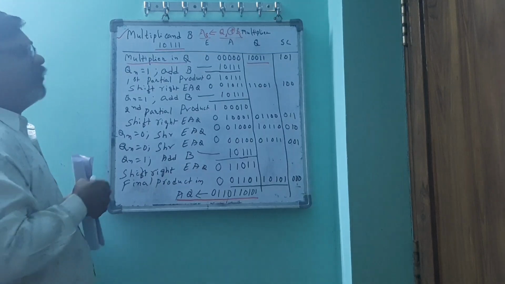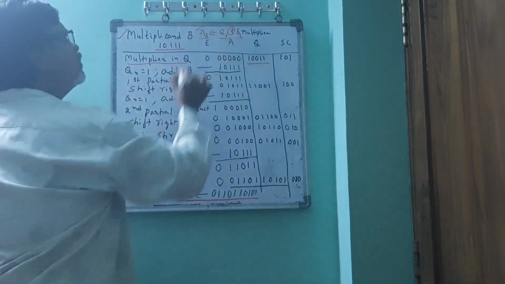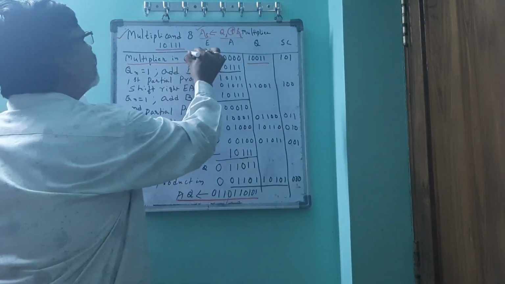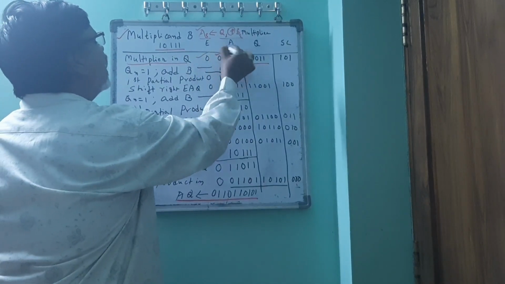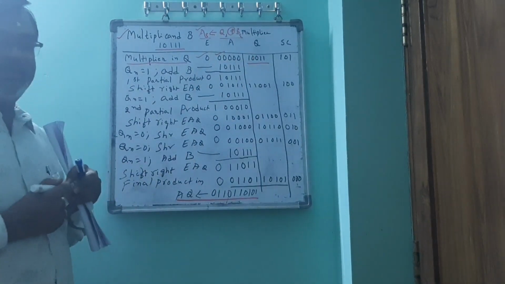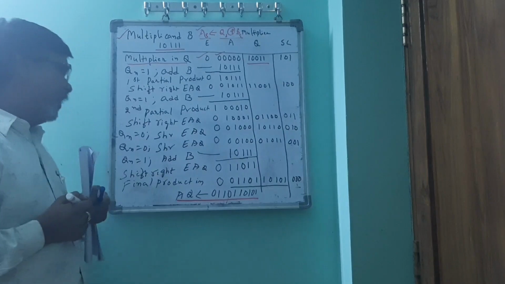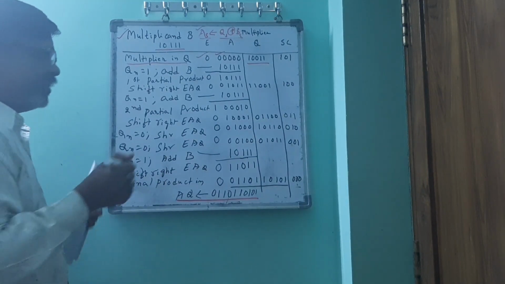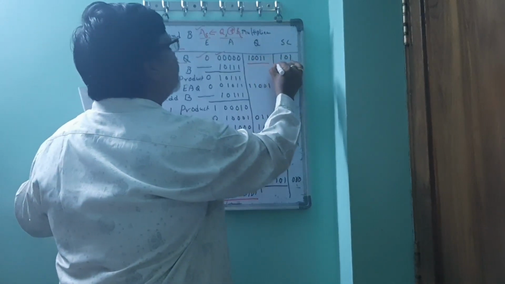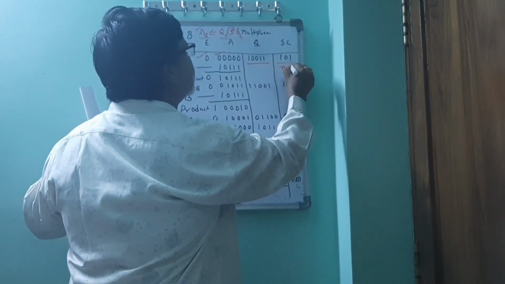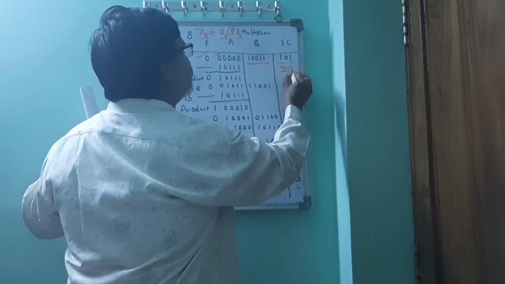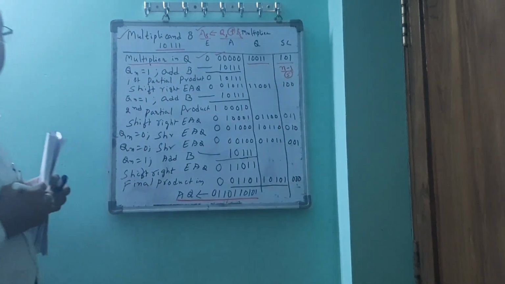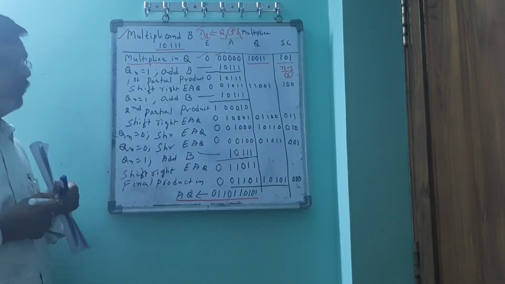Now after performing this process, initially the E value and A value are set to 0, as shown in the flow chart. The SC value is set as n minus 1, that is 5 here. The decimal equivalent of 101 is 5 here.